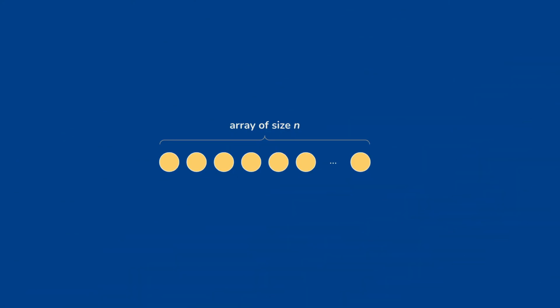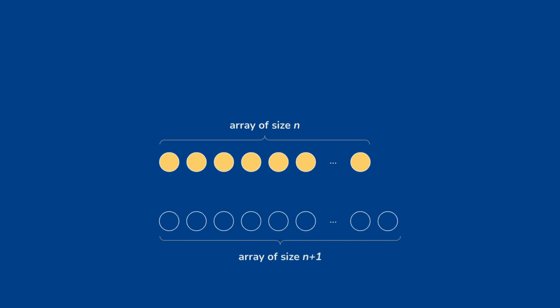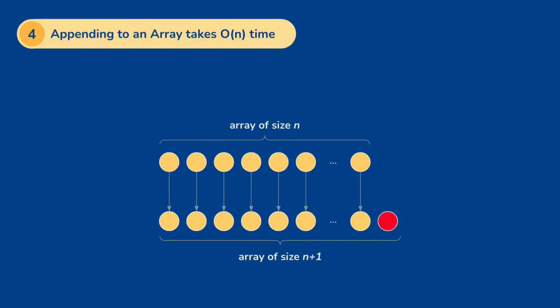Let's say you have an array of size n and you want to add an extra element at the end. What is the complexity of this operation? Keeping in mind that the length of the array is fixed when the array is defined, we actually have to create a new array, copy over all the values, then add the new element. For this reason, the complexity is big O n.